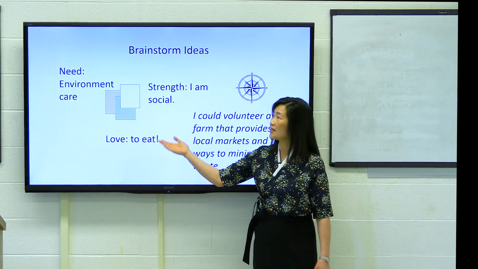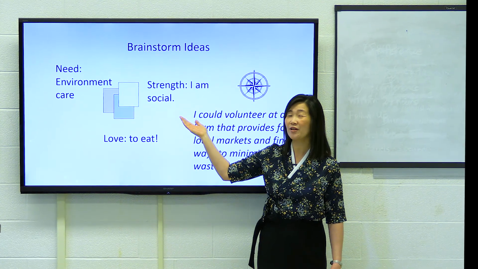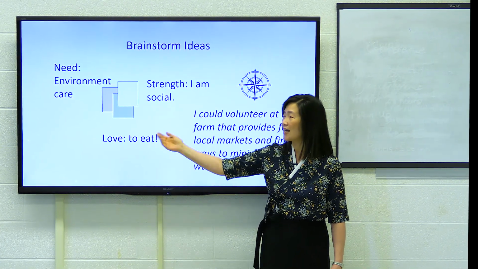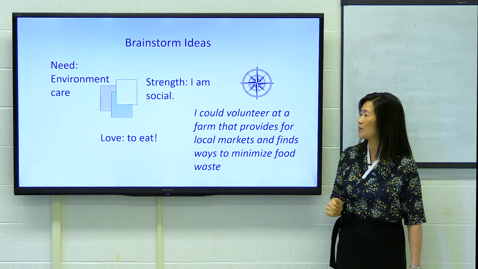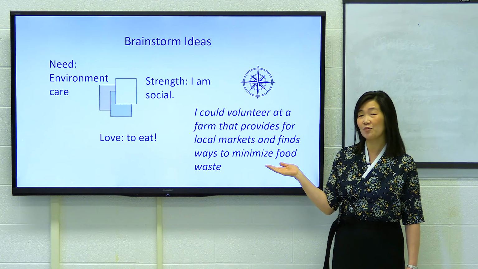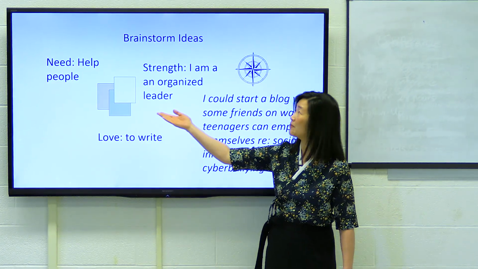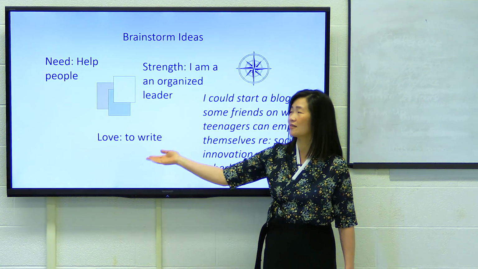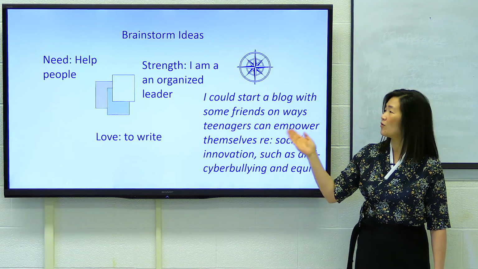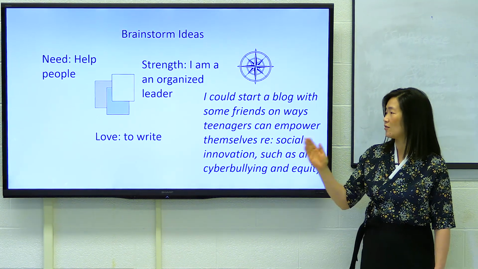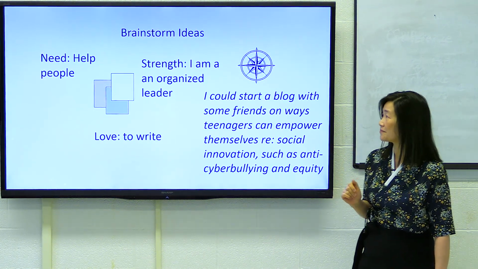This particular student, this is her trio. Environment care, the strength was I'm social. So if people have told you that you're social, you probably are, and love to eat. So an idea they came up with was I could volunteer at a farm that provides for local markets and finds ways to minimize food waste. Here's another one, helping people, organized leader, love to write. So this idea was I could start a blog with some friends on ways that we can empower ourselves, such as in social innovation, such as anti-cyberbullying and equity.